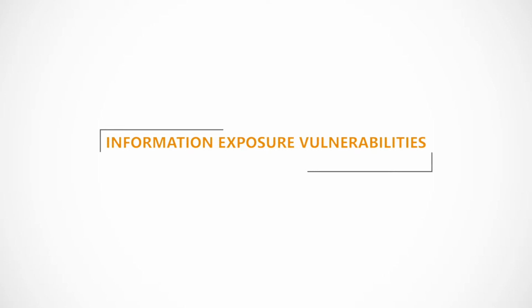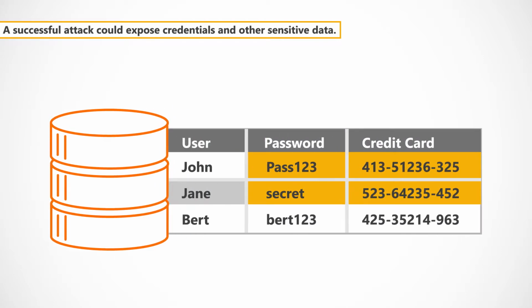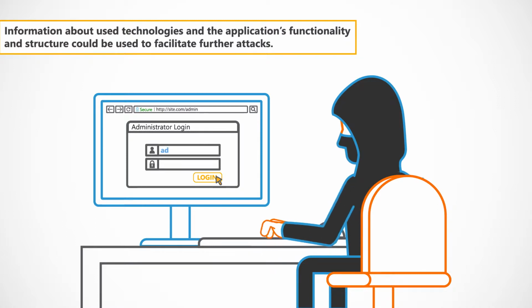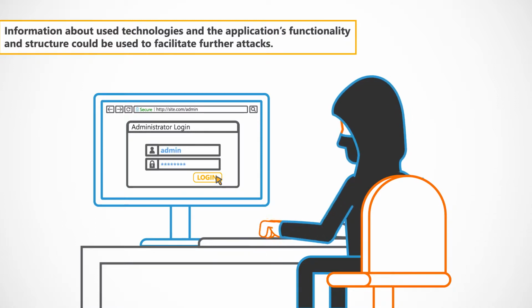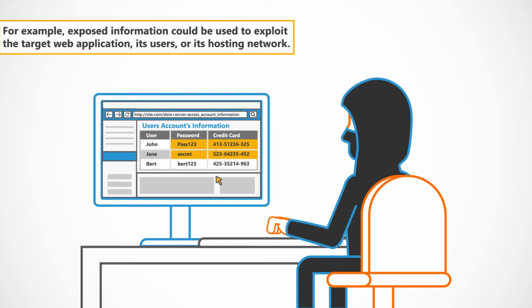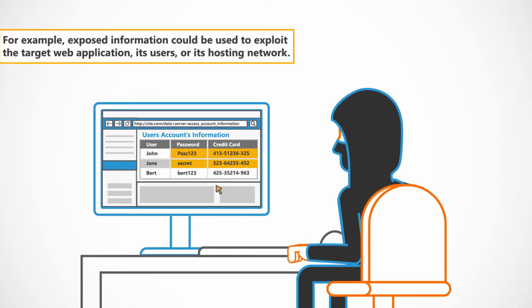Information exposure vulnerabilities can have significant impacts. A successful attack could expose credentials and other sensitive data. Information about used technologies and the application's functionality and structure could be used to facilitate further attacks. For example, exposed information could be used to exploit the target web application, its users, or its hosting network.